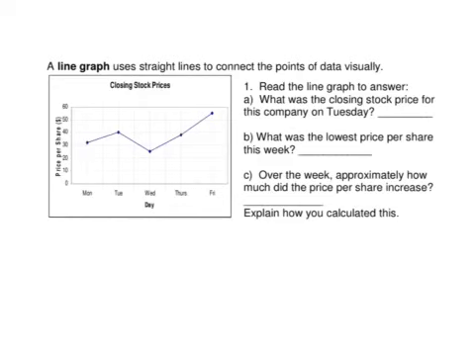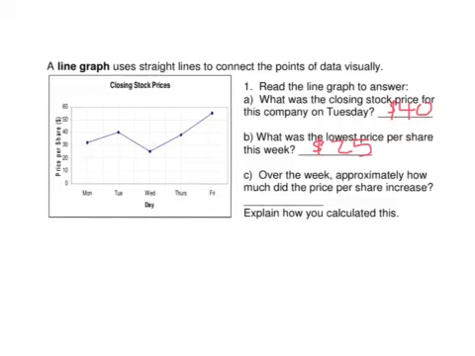Letter A. What was the closing stock price for this company on Tuesday? So on Tuesday, go to Tuesday, it was at $40. What was the lowest price per share this week? What was the lowest price? It was on Wednesday, and it was for $25.